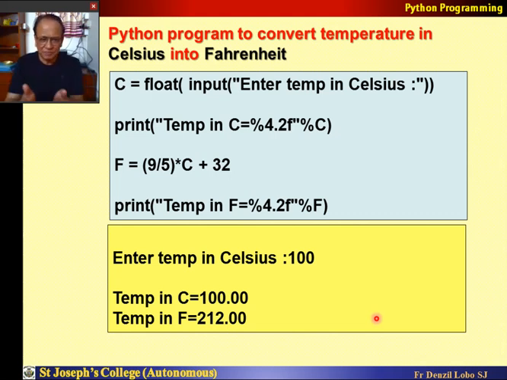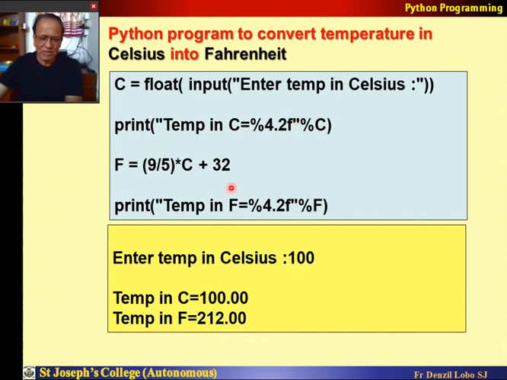So I have to ask the user of this program to enter temperature in Celsius, and that is what is done here. Input, and it converts into float, as I said. Then now I'm displaying the temperature in centigrade. What I entered will appear here as a float number, therefore %4.2f, percentage C. The C value will appear here. Temperature C is, as you see here, I have entered 100. So 100 will appear here.